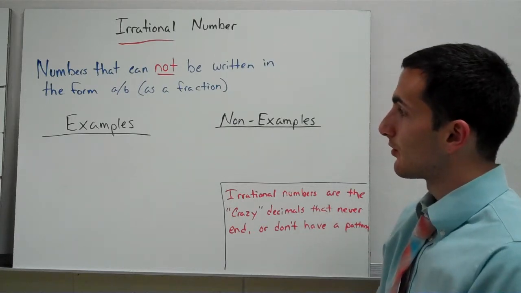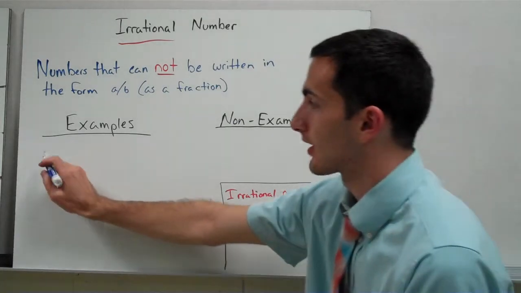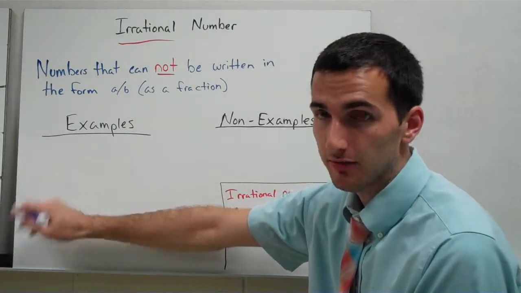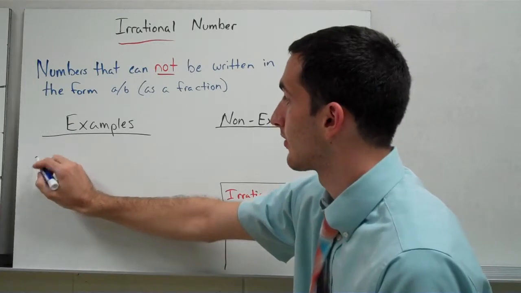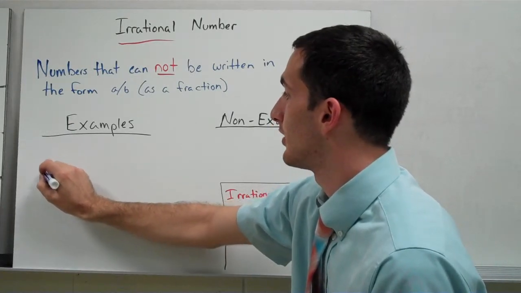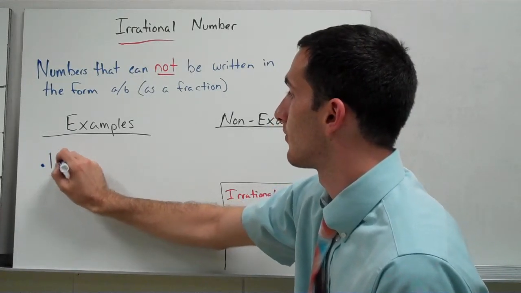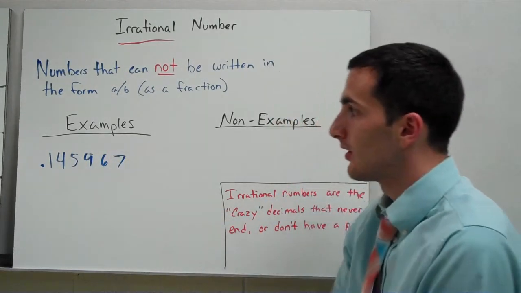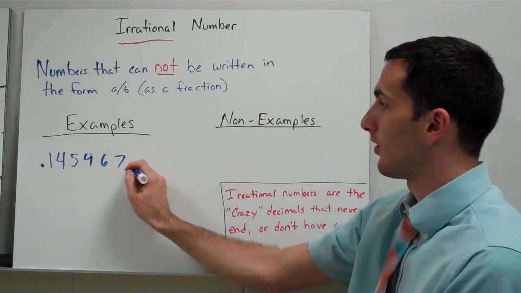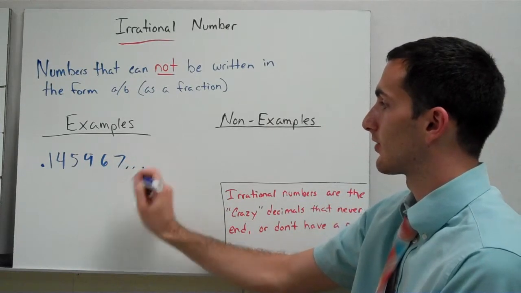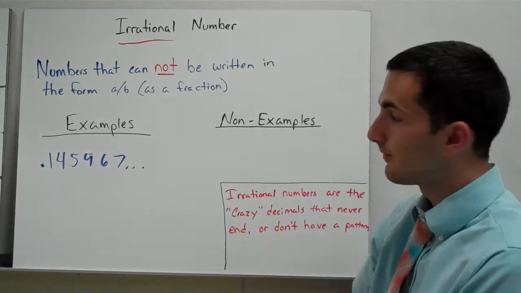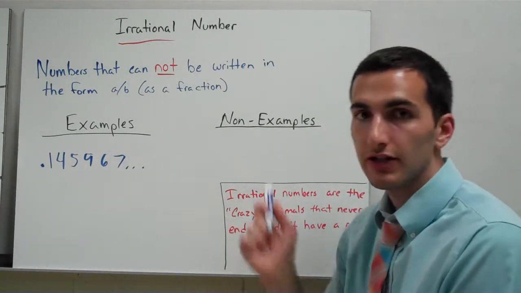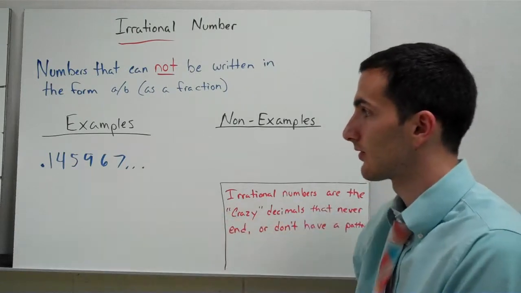So, irrational numbers, an example of that would be, like I said before, long, strange, weird decimals that can't be switched back and forth between decimals and fractions. Okay? So, an example would be 0.14597... We see that this decimal would go on, and I'm going to put ... on the end because I want to show that this decimal goes on forever. And also, the numbers are random. There's no way to predict what the next number would be in this sequence.